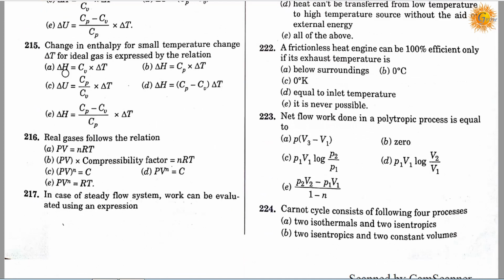Question number 215. Change in enthalpy for small temperature change delta T for ideal gas is expressed by the relation: option A is delta H is equal to Cv into delta T, option B is delta H is equal to Cp into delta T, option C is delta U is equal to Cp upon Cv into delta T, option D is delta H is equal to Cp minus Cv into delta T, option E is delta H is equal to Cp minus Cv upon Cp into delta T.